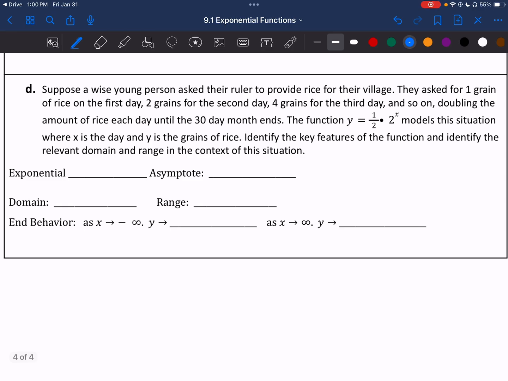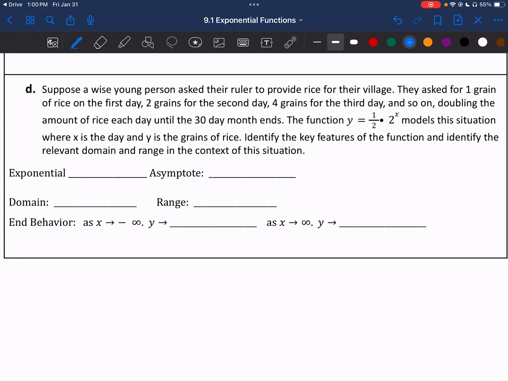All right. Now, letter D. Suppose a wise young person asked their ruler to provide rice for their village. They asked for 1 grain of rice on the first day, 2 grains on the second day, 4 grains on the third day, and so on, doubling the amount of rice each day until the 30-day month ends. The function y equals 1/2 times 2 to the x models this situation where x is the day and y is the number of grains of rice. Identify the key features of the function and identify the relevant domain and range in the context of this situation.